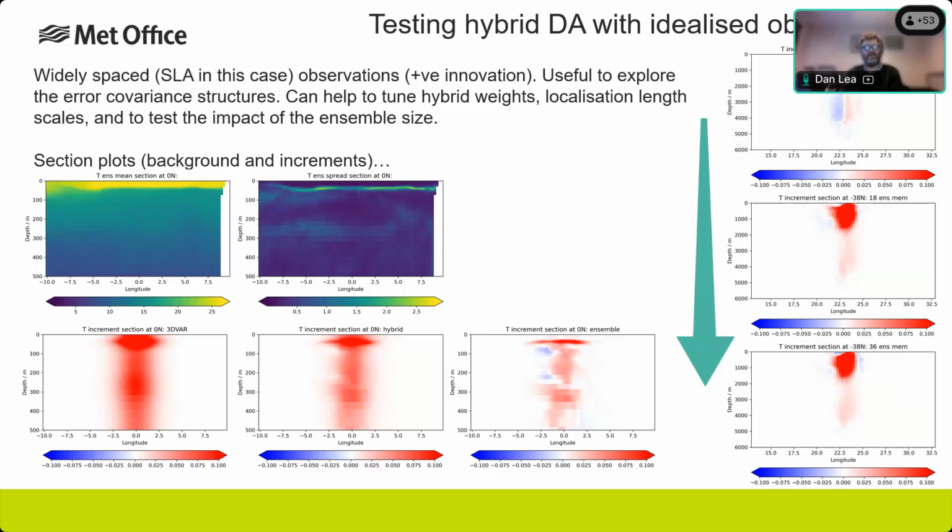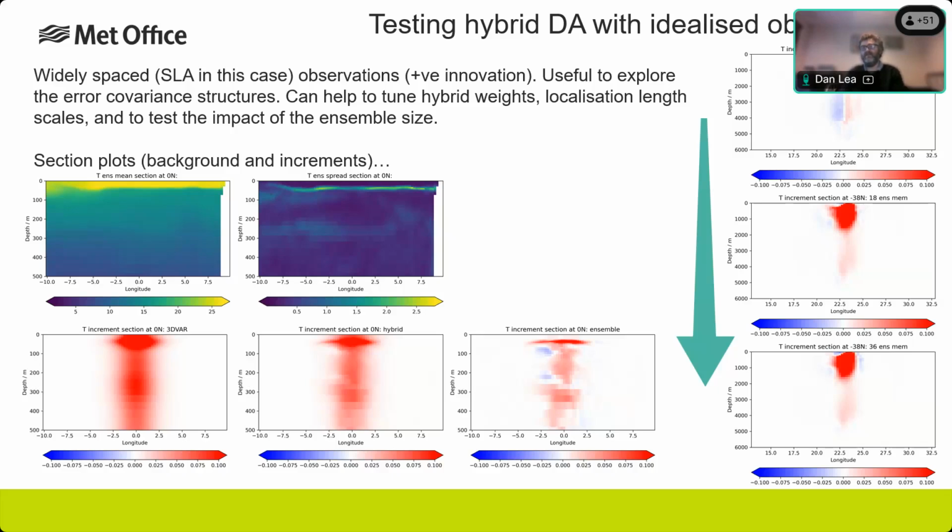For the 5 panels on the left, you've got the background temperature as a vertical section, then the spread of the ensemble, and below that, some example increments for the 3D VAR case, then a hybrid case, and then a full ensemble case. You can see that lots more structures develop, although as you move away from the observation location itself, whether some of those are genuine structures or noise is a question.